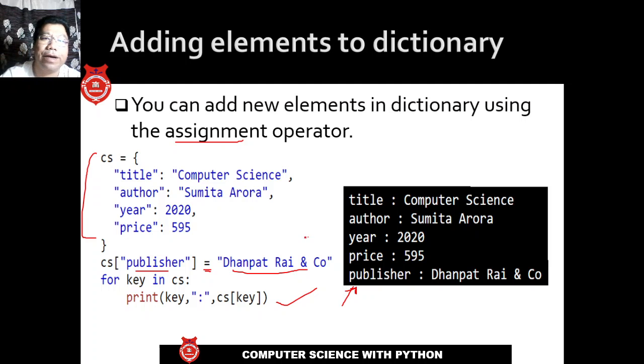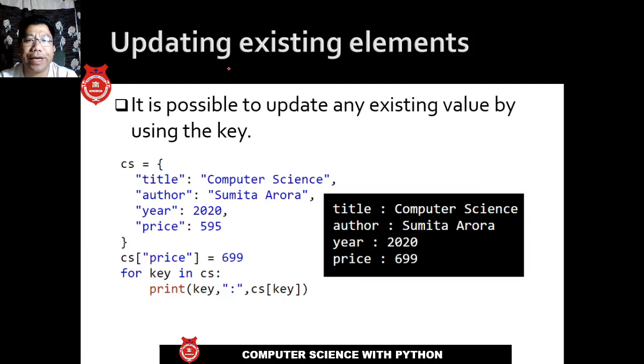All right, now let's go to updating an existing element. It is possible to update any existing value using the key. So let us take the same example again, CS computer science, and suppose by next year the price of this textbook may increase. So if I want to change the price from 595 to 699, I can do the same with CS price. This is the name of the key, and I can give the new value. So if I print the dictionary, I'll get the new output.